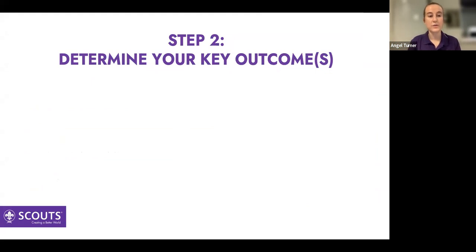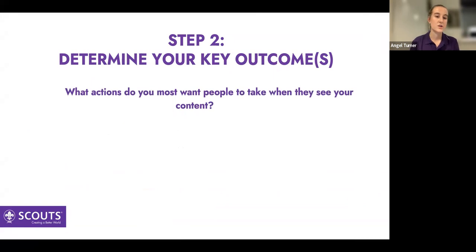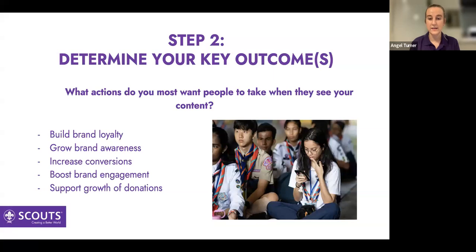So for step 2, we're going to ask you to determine your key outcome. If you've thought about the audience that you want to reach, now's the time to decide what actions you want most people to take when they see your content. So this is based on the audiences that you've considered just in the step before. And now you're going to think about what actions you want that audience to take when it comes to your content. It's really important to structure your content and make sure that you're relating to your audience.